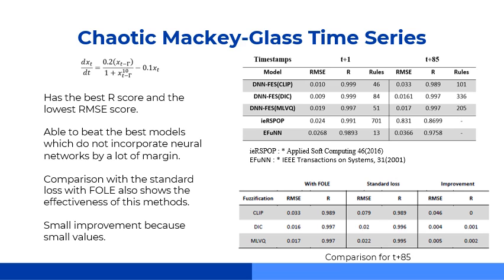Lastly is the Mackey-Glass time series dataset. You can take a look at the differential equation used to generate the data points. The table summarizes the results for timestamps 1 and 85 ahead. As before, the DNN-FES model performs the best compared to any other existing model.